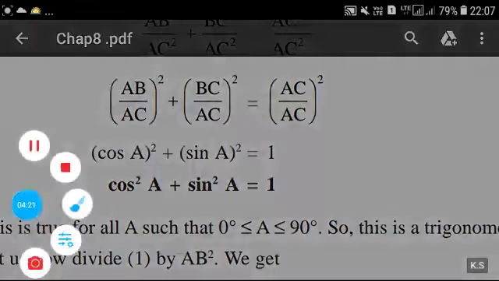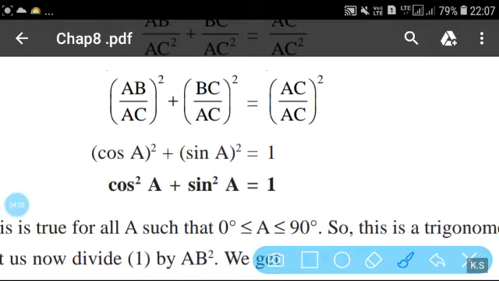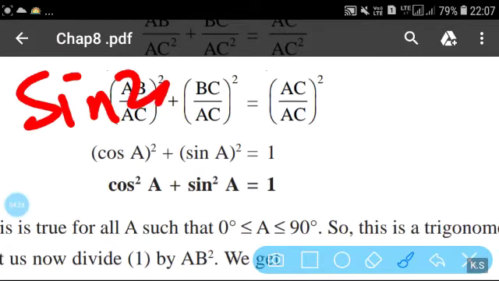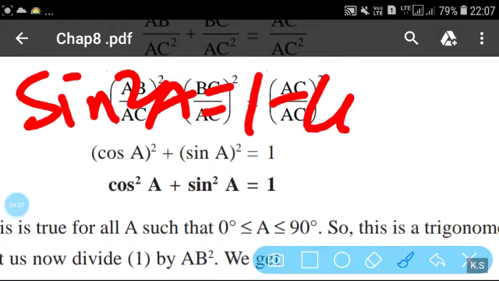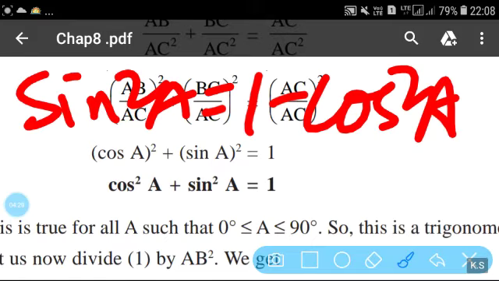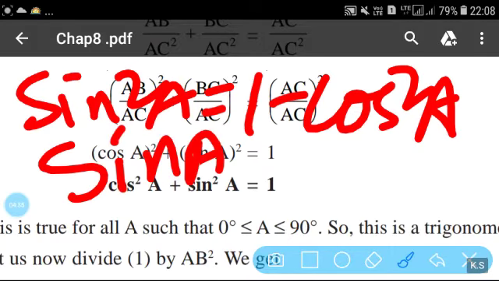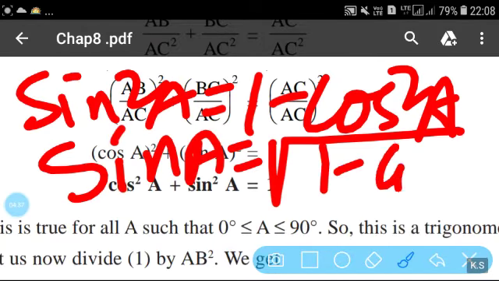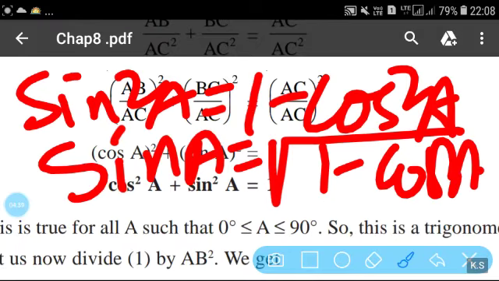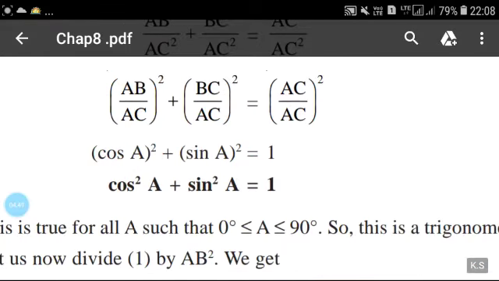Now see here, you can do one more thing. Here you have sine square A is equal to 1 minus cos square A. So according to the situation we will put the values. So you can write sine A is equal to root under 1 minus cos square A. So using all these properties we will solve the problems.